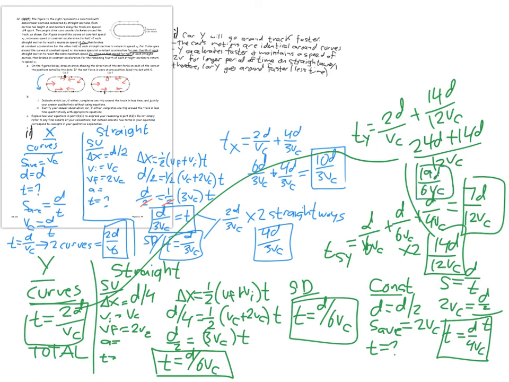All right. If we compare these two times, 10D over 3VC and 19D over 6VC, we find that this is a smaller time, not by much, but it is a little bit smaller. If we had made this over 6VC, it would have been 20D over 6VC, so more time than this one.